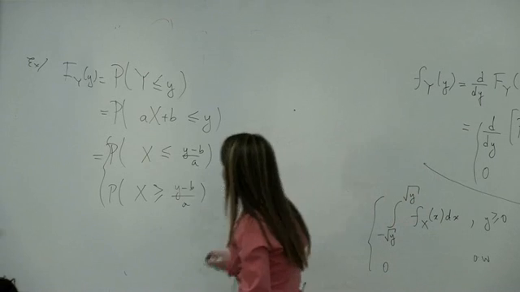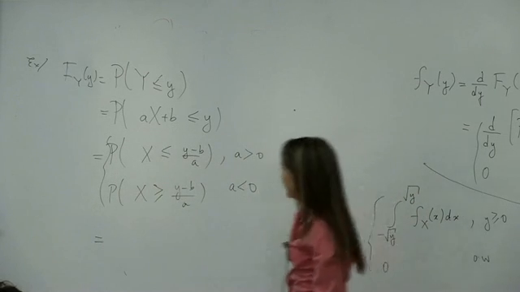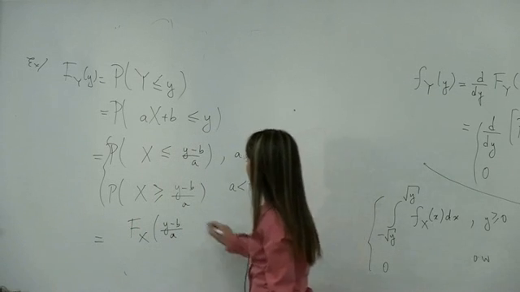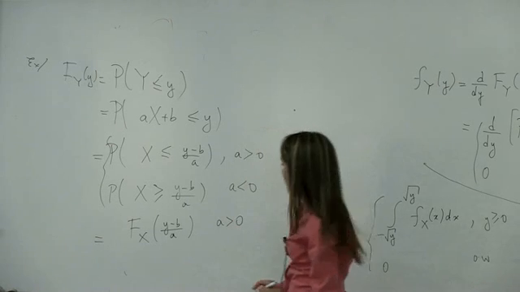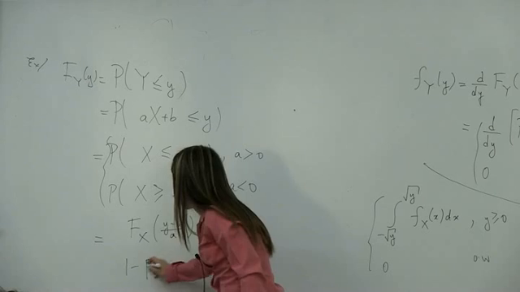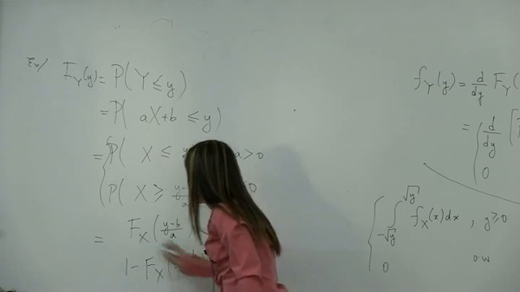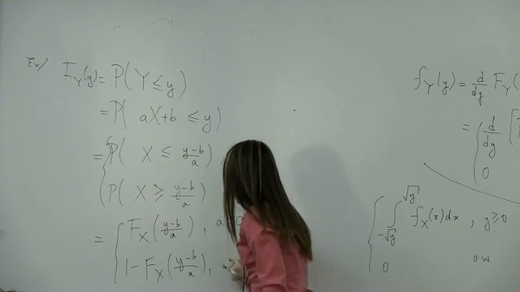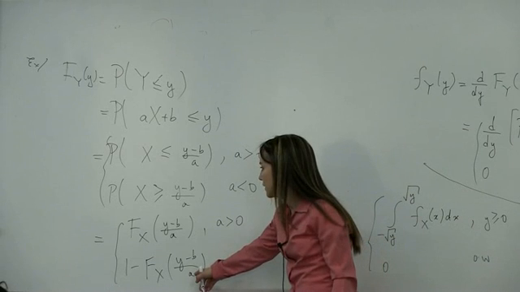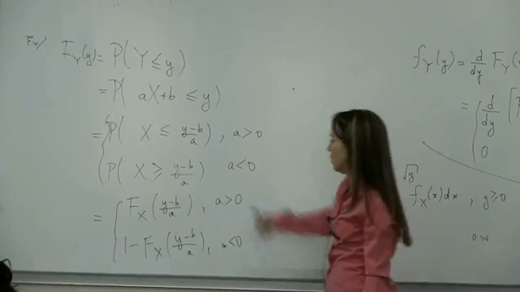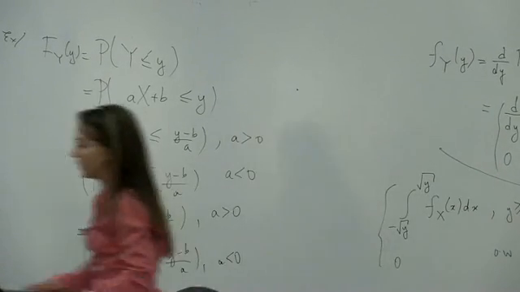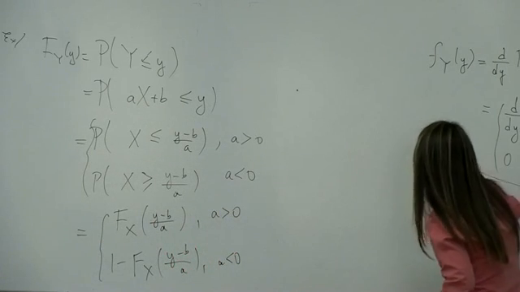Very nice. So let's write this in terms of the CDF of X. This is fX of (y minus b) over a, whenever a is positive. And when a is negative, I can also write this in terms of FX. I can write this as 1 minus FX of (y minus b) over a, right? Again, I'm using the fact that X is continuous. Otherwise, I would have to add to this the probability that X is exactly equal to (y minus b) over a. But I don't need it in this case, because X is specified to be continuous, and the probability of X taking any certain value is 0.